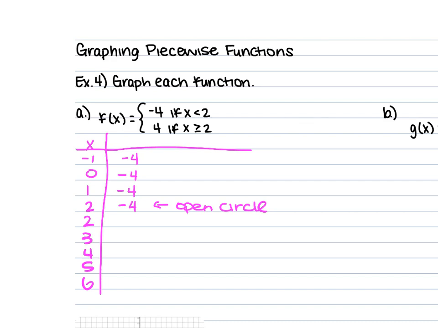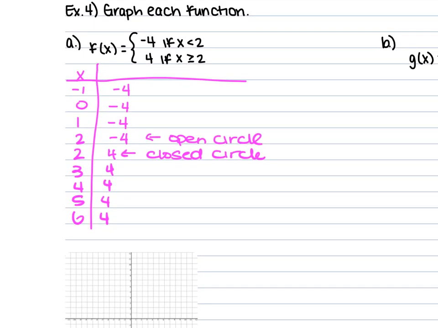Then we have positive 4. And this one's going to be a closed circle. And then 4, 4, 4, and 4. So anytime you have an open circle, it's because your inequality doesn't include that number.